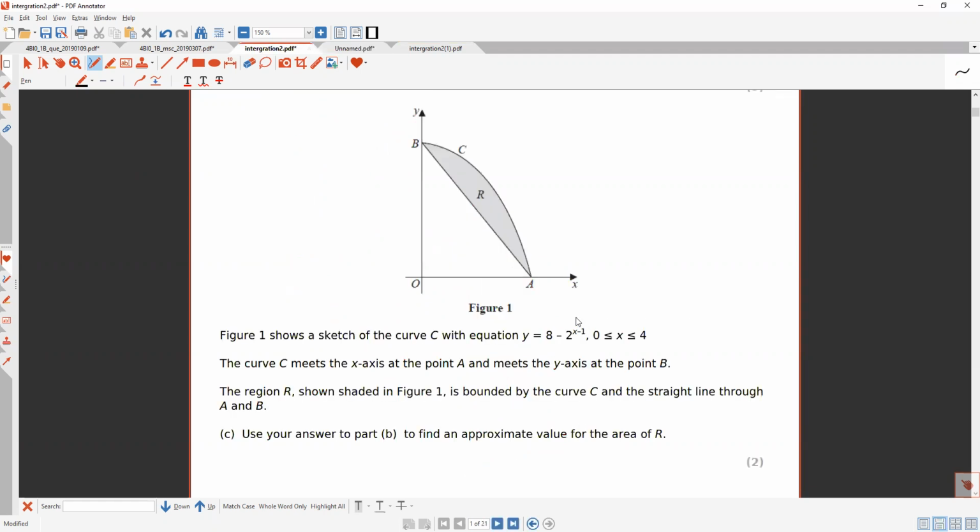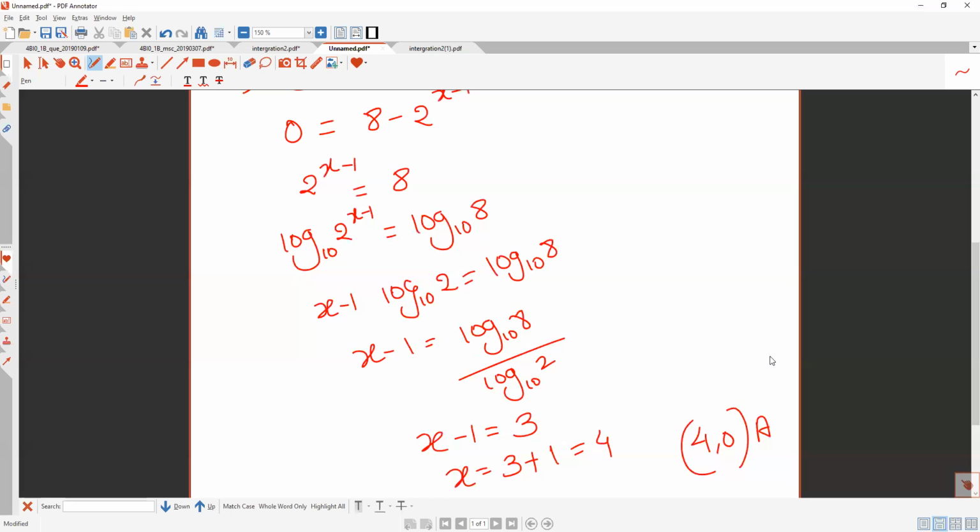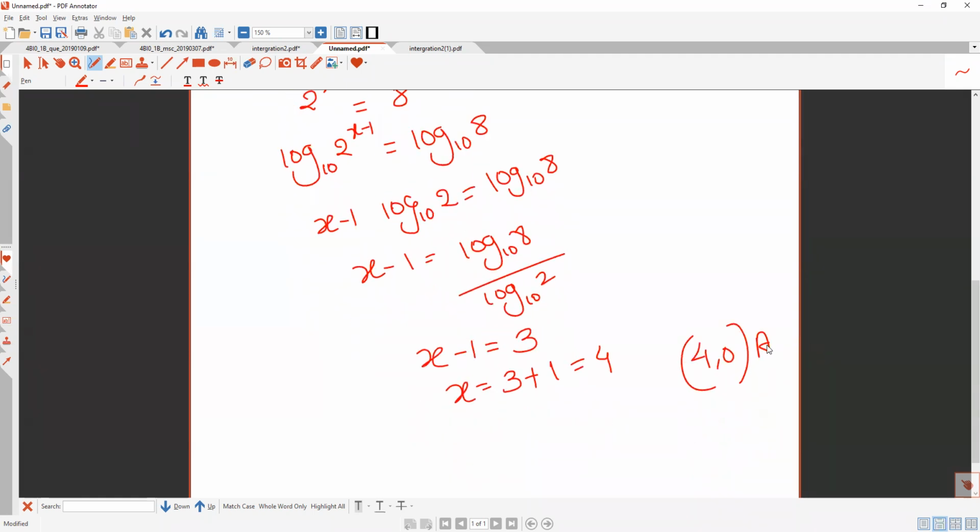I hope all of you understood. This is 4. Now let me find where it cuts the y-axis. This is basically (4, 0), which I think is a. So till here everyone understood how I did this sum? Yes, except those who are not thorough with logarithm. It's okay. Just check how I am doing this sum.